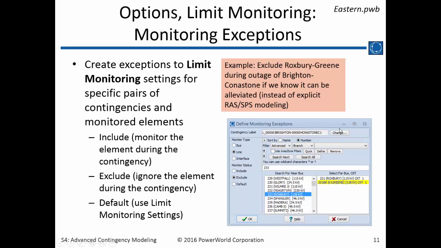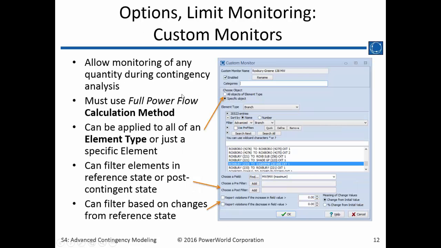Okay, so this slide describes what we did with the monitoring exception, and also for custom monitors. It's also worth mentioning that the custom monitors can only be calculated and measured if you're using the full power flow calculation method on the contingency options. So if you're using linear methods to compute the contingent flows, then it won't report those for the custom monitors.